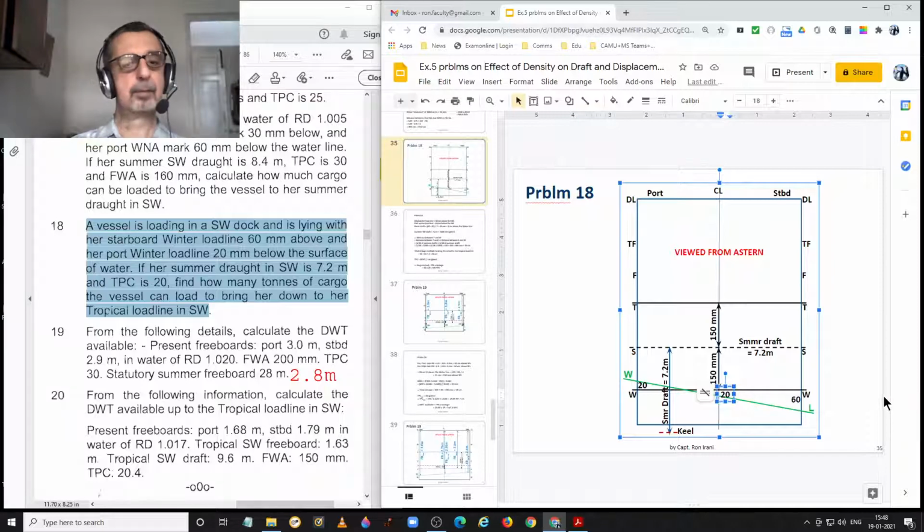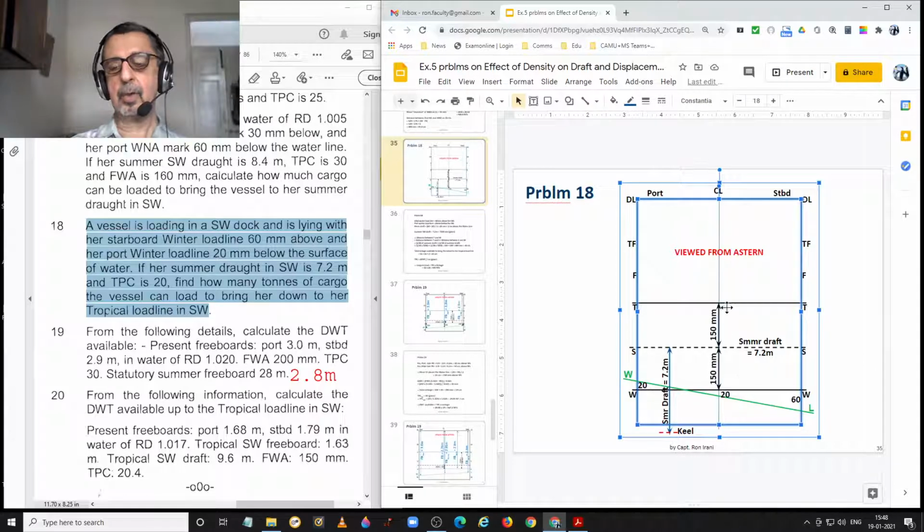Now we have to calculate how much will be the cargo that can be loaded to bring her to the tropical load line in salt water. To know how much is the clearance that you actually need on your center line from the water line to the tropical load line, you have to know your summer draft. And if you know your summer draft, you will be able to calculate the distances, the heights between your summer and winter load lines and tropical and summer load lines.